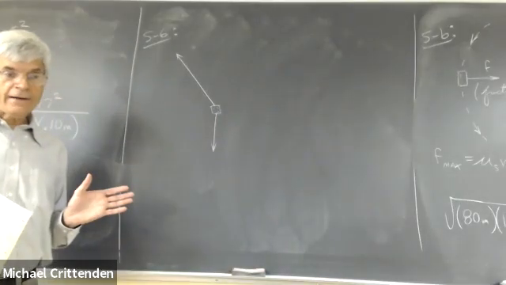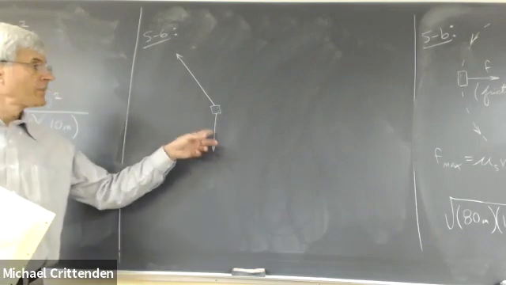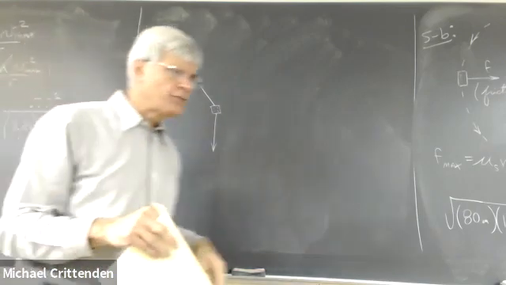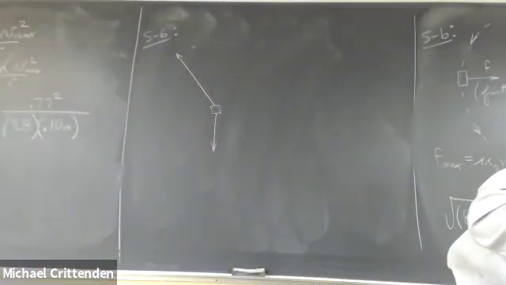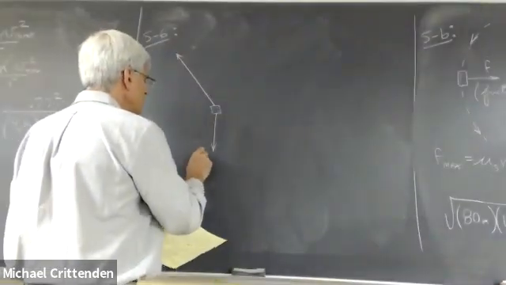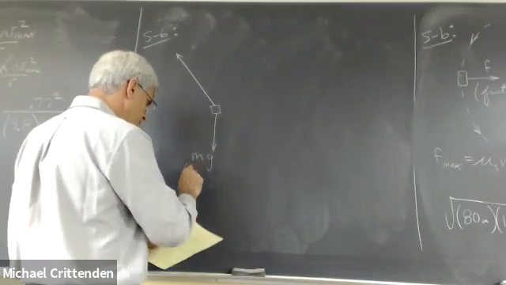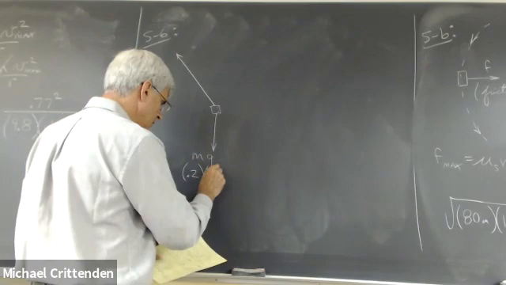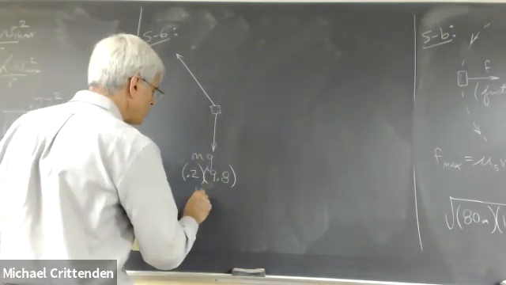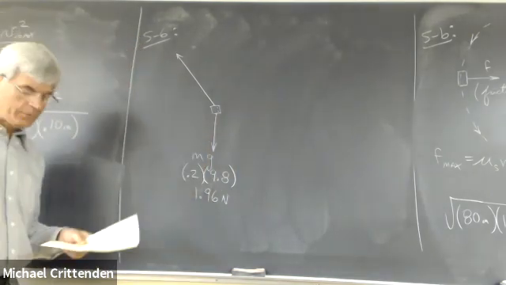Two forces act on the fuzzy dice: their weight and the tension in the string. I think it said 200 grams. Yep, 0.2 kilograms. So mg, mass times gravity, equals weight. 0.2 of a kilogram times 9.8, and you've got 1.96 newtons pulling straight down.